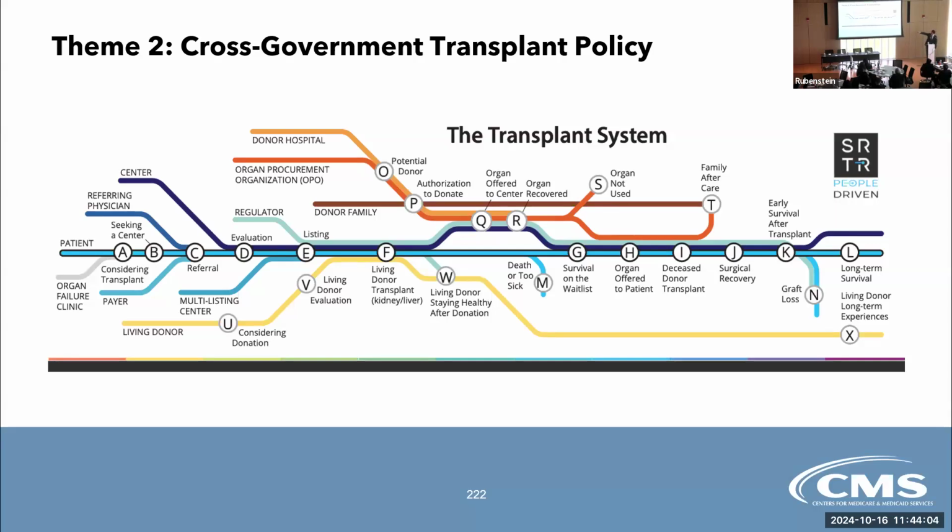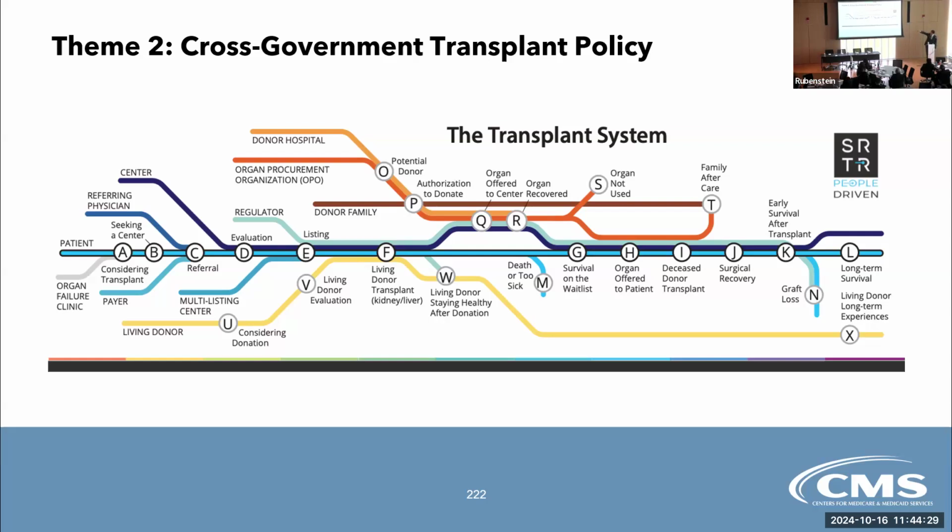Now, it does require support from the referring physician or the dialysis clinic to get a patient started, to refer the patient to the clinic, educate them about the transplant process, and help ensure that they are healthy enough for a transplant. But the center ultimately is the one who controls evaluation, who controls listing, who completely controls the living donor process, and controls which organs to accept and who to transplant.